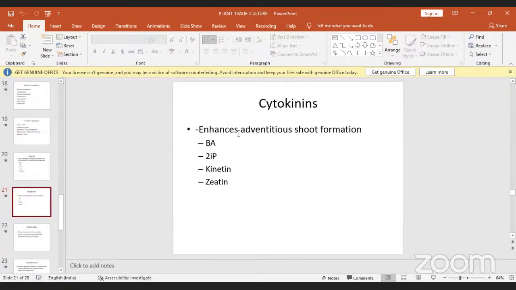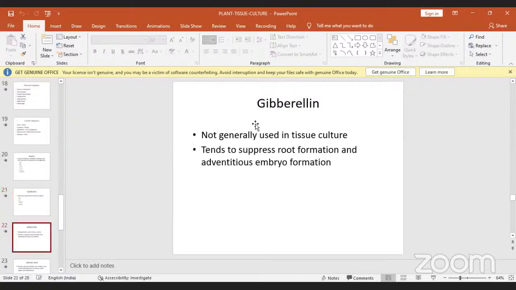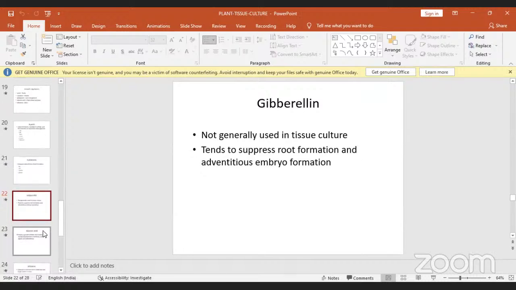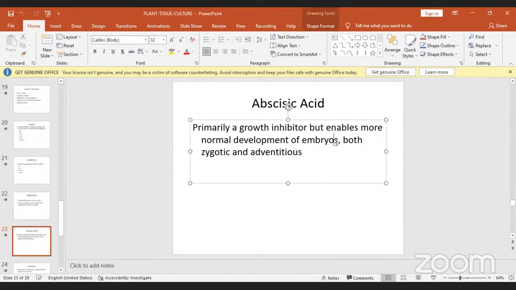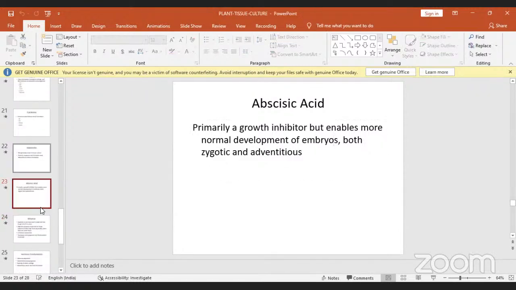So cytokinins enhance adventitious shoot formation. Gibberellin is not generally used in tissue culture. It tends to suppress root formation and adventitious embryo formation. Abscisic acid acts primarily as a growth inhibitor, but enables more normal development of embryos, both zygotic and adventitious.